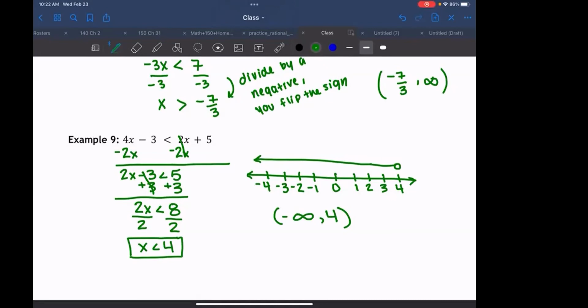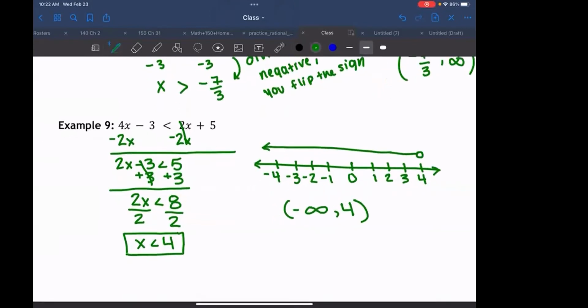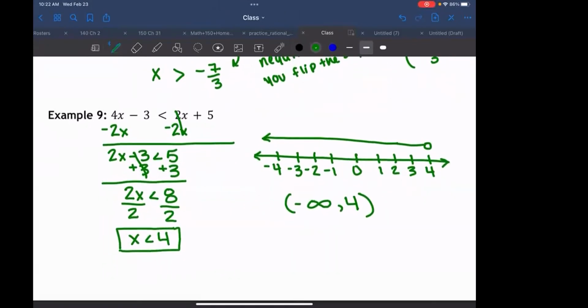All right, let's come back together. Amelia wrote a really good answer on the board. Do you want to take us through your steps here? Yeah, so I subtracted the 2x. Mhm. And then I got 2x minus 3 is less than 5. And then I added 3 to both sides. Mhm. And then I got 2x is less than 8. And I divided by 2, and got x is less than 4.